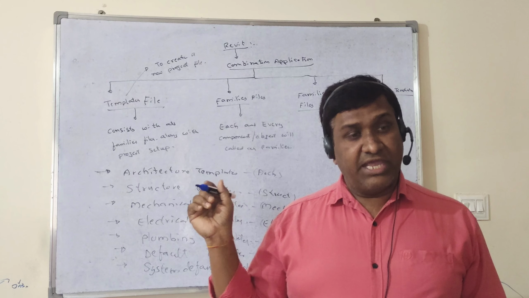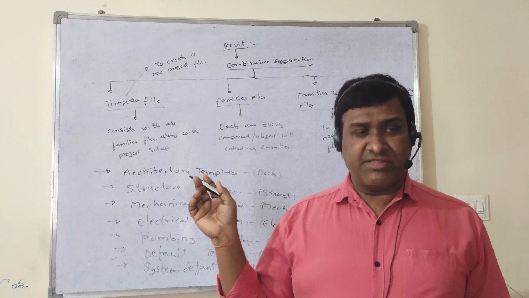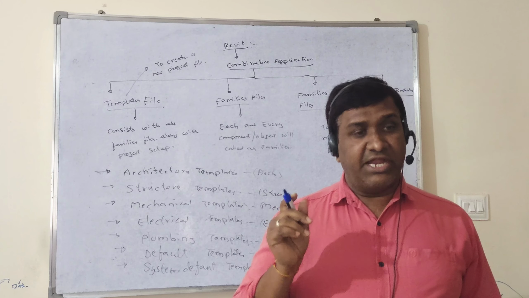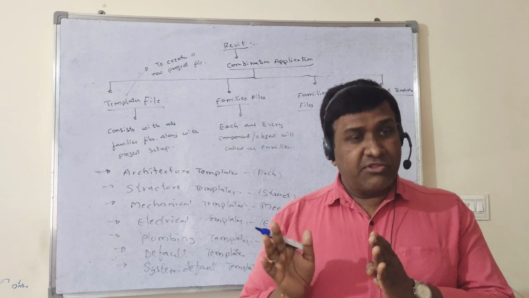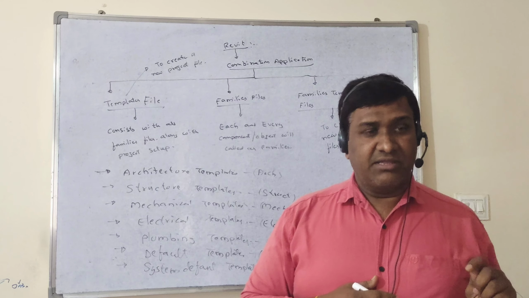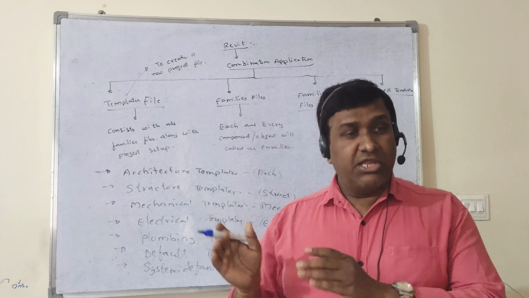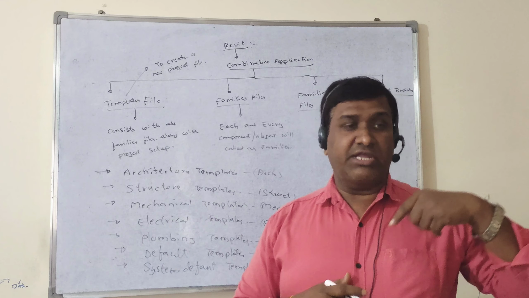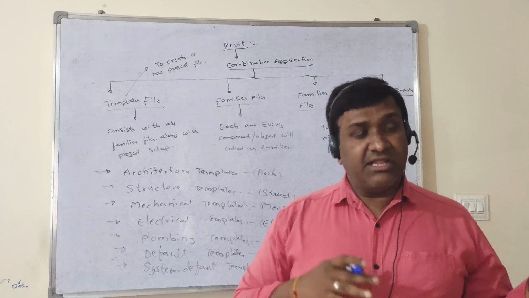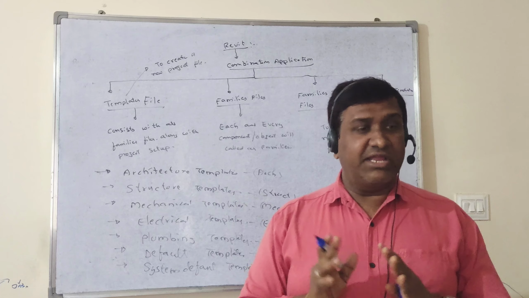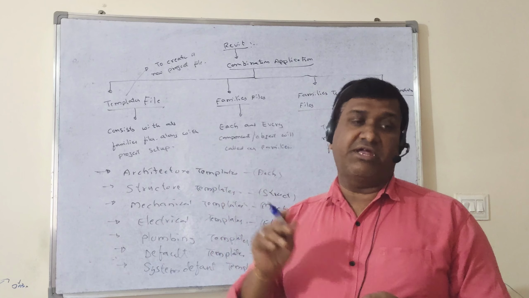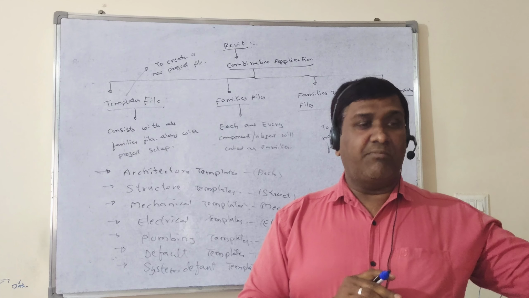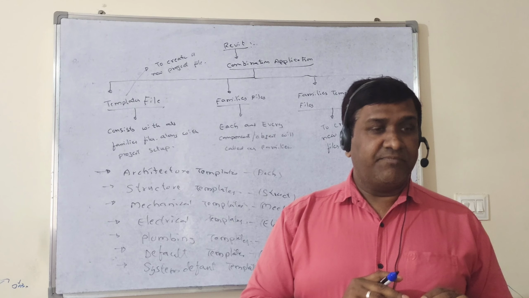Here they have given multiple templates as per the category of the component. If you are going to create a column, you have to take the column template. When you are going to create a door, you take the door template. When you are going to create a window, you take the window template. Architecture and structure people work in this way. There are multiple templates as per the category in which the component exists.